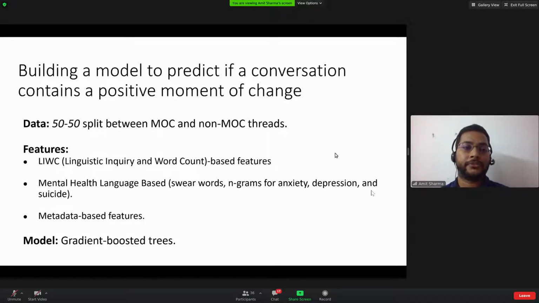And now we want to find out the features that lead to positive conversations. The specific features we used are from both the psychology literature as well as NLP. From the psychological literature, we took Linguistic Inquiry and Word Count based features. And for the others, we used mental health based features, which were used in NLP before. So think of them like n-grams for specific words like anxiety, depression, suicide, and other concepts. And the model that we used, we tried a bunch, but I'll just describe gradient boosted trees. The model here was pretty standard.